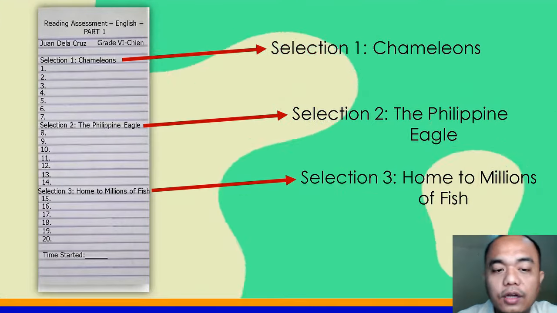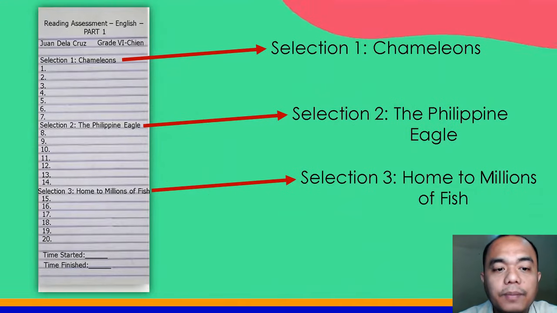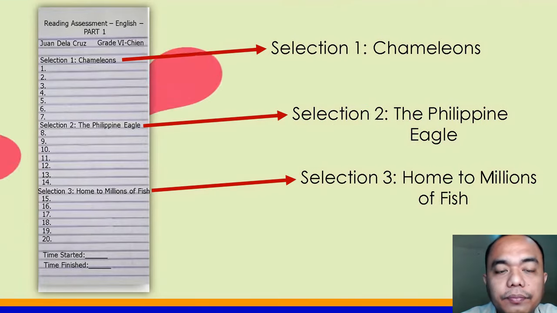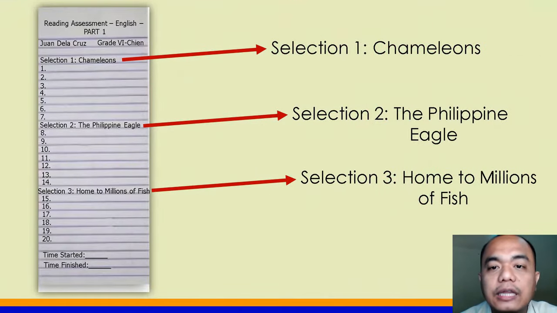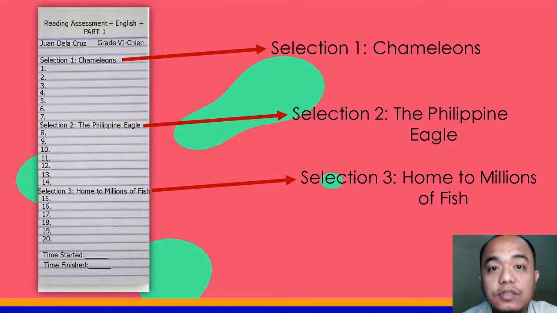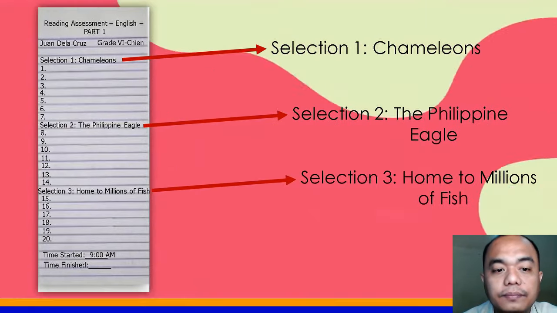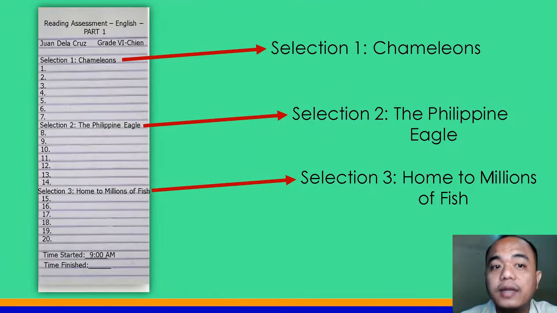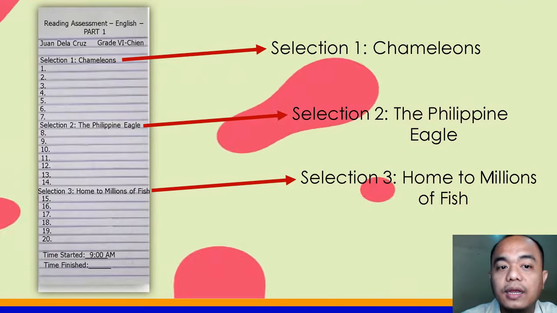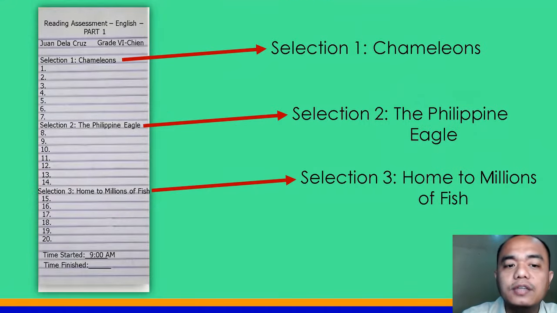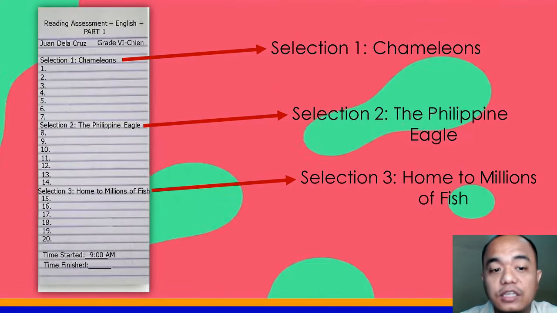Are you done? And also, at the bottom of your paper, please write time started and time finished. So please take note with the time. Okay, for example, if you start reading the selection number 1, you have first to write the time you started reading. So, example, 9 a.m., write in your paper 9 a.m., then read the selection number 1, answer the questions that follow, read selection number 2, answer the questions that follow, read selection number 3, and answer questions 15 to 20. And after you answer 1 up to 20 questions, you write the time you finished answering.